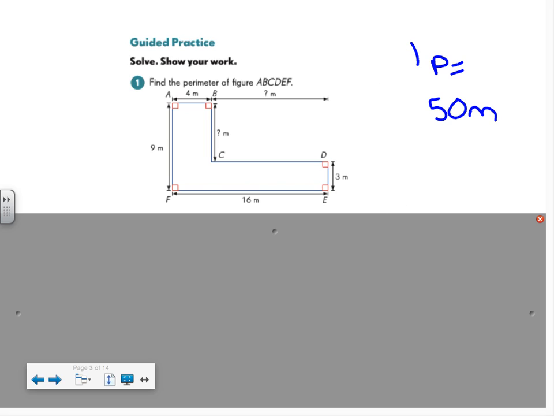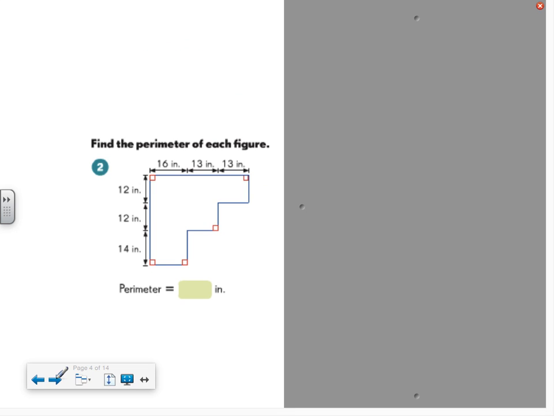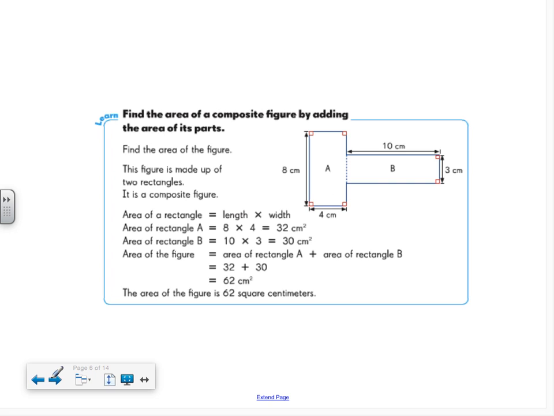Okay? Now, because you're going to have to find eventually the area of these shapes, we're going to move on to find some area. Okay, the area of a composite figure. Basically, what you have to realize is that when you find the area of a shape, you are doing length times width.